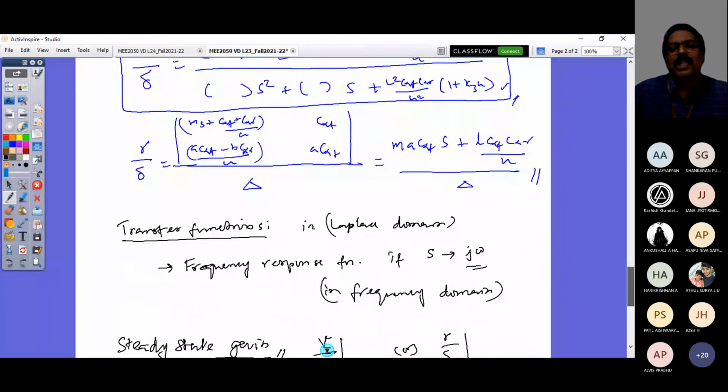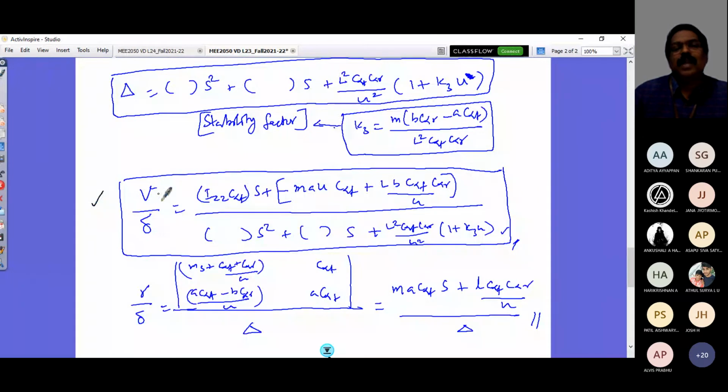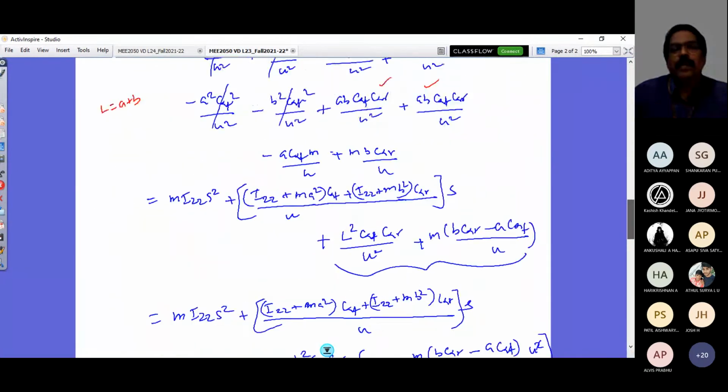So what are the two transfer functions? One is this function, which is the lateral velocity transfer function. Another one is the yaw velocity transfer function. So how do you get these transfer functions? By the application of Cramer rule.